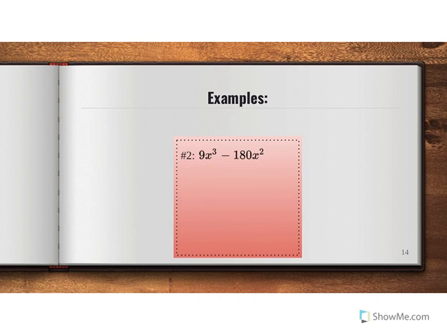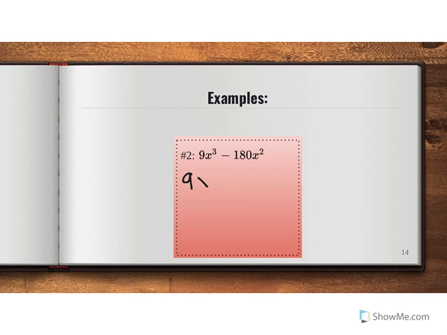Our next example, we're going to do 9x cubed minus 180x squared. So again, look at your numbers, see what they have in common. I know that 9 goes into 180 actually 20 times. If you guys didn't get that, you can use a calculator. So 9 is going to be the numerical value of my GCF, and then we're going to see that we have x to the third and x squared.